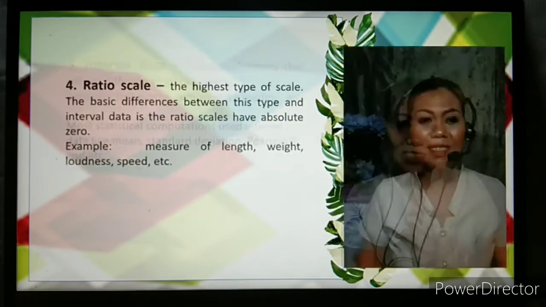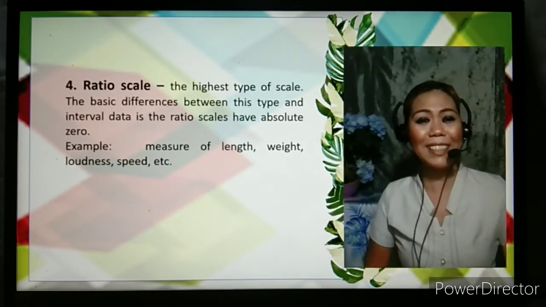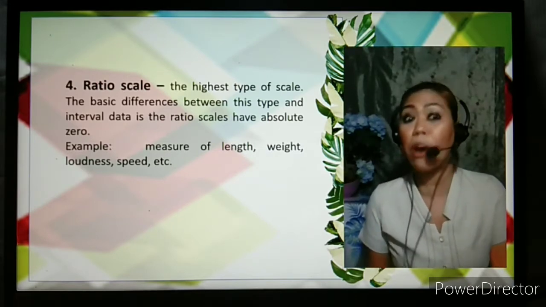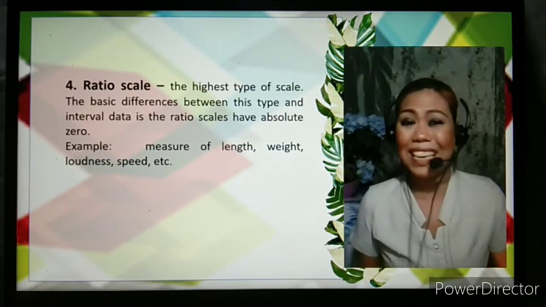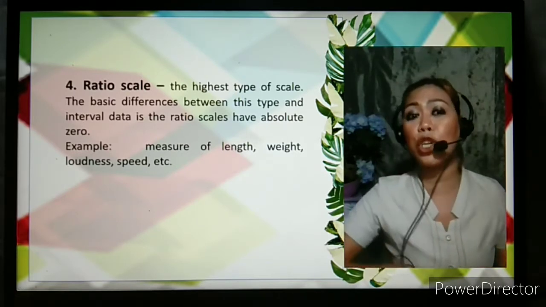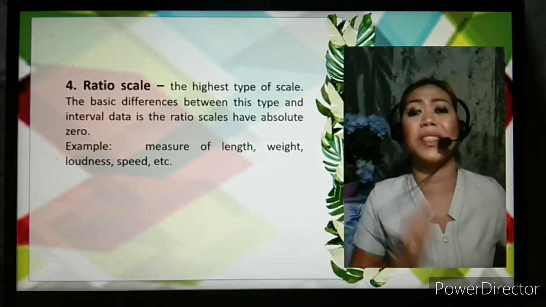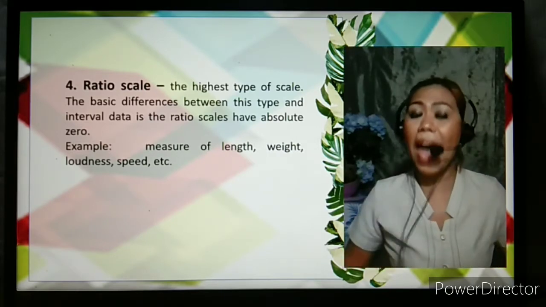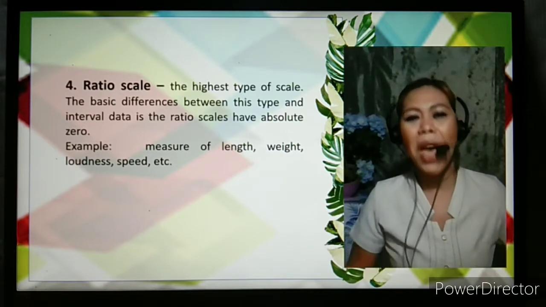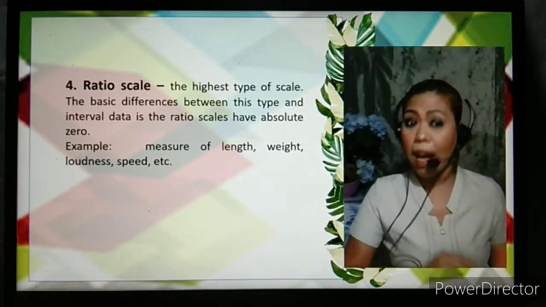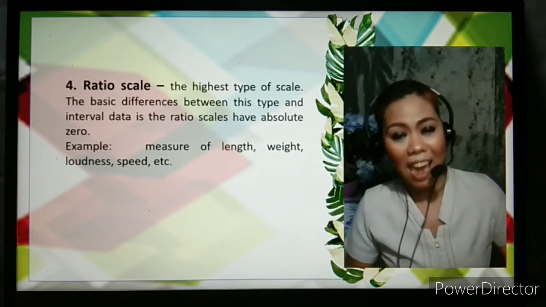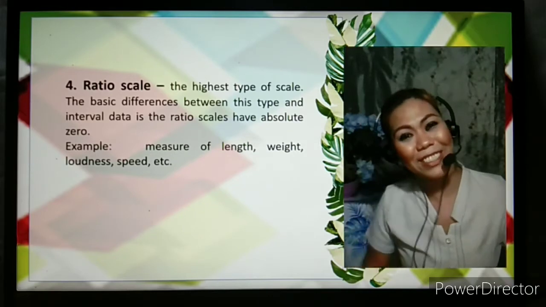Number 4 is ratio scale. It is the highest type of scale. The basic difference between this type and interval data is that the ratio scale has an absolute zero. Examples are measures of length, height, loudness, speed, and others.